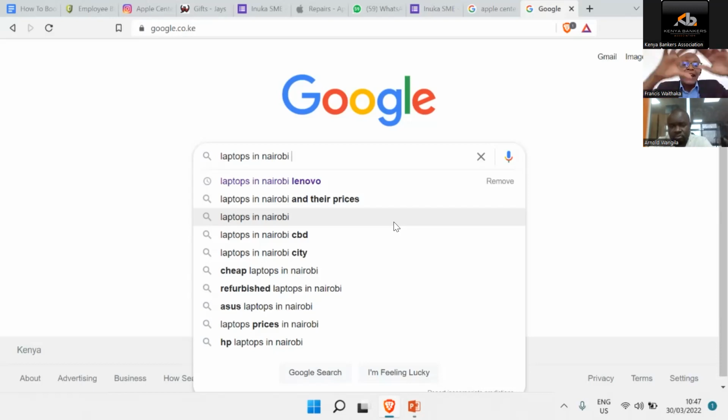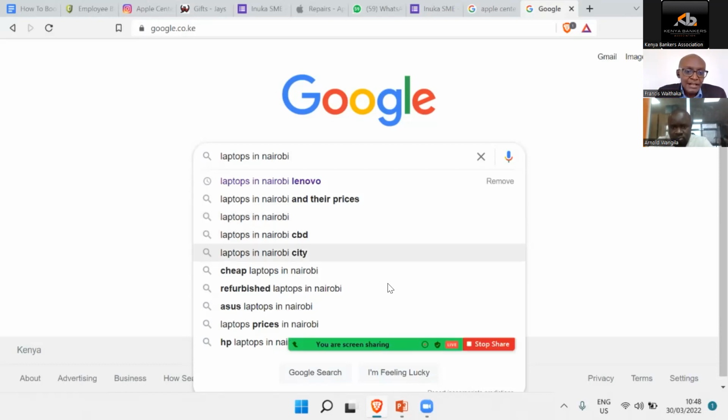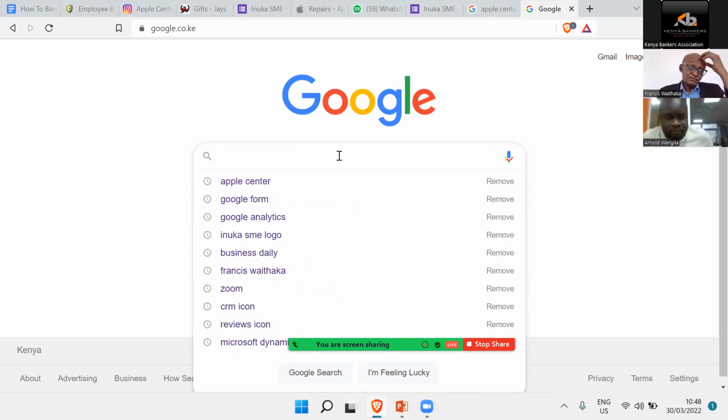So don't target the whole globe. Don't target everyone in the world. Target someone within your locality. As you have seen, people are not just looking for laptops, they're also looking for refurbished laptops. So that tells you, if you go to your website or your Facebook page, add that keyword on your profile so that people who are looking for a refurbished laptop or an HP laptop will find your business.